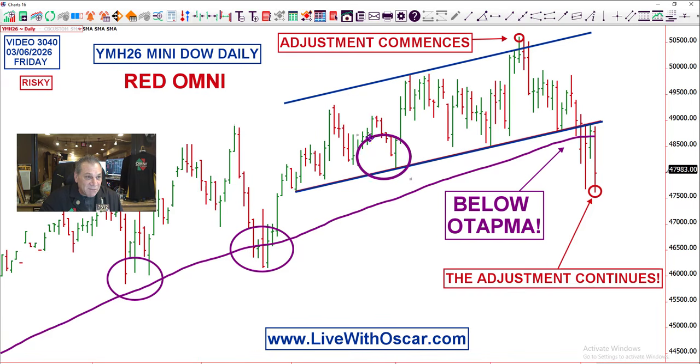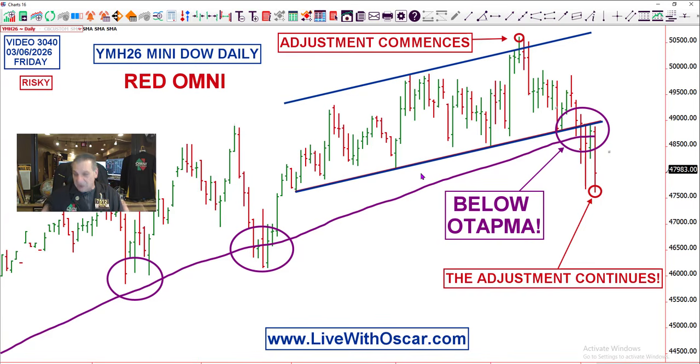What we've done as we've bounced around for the last few months was stay inside this blue channel. But we went through. The adjustment started. Powell lowered rates. Adjustment commences. Down we go. We get through the channel. But now below OTAPMA, that's not the best thing I've seen in a while. Why? Because that's not what usually happens. The Omni Trading Academy's proprietary moving average has been violated. Usually you get down to it, near it, and you rally out. So we've got that going on.